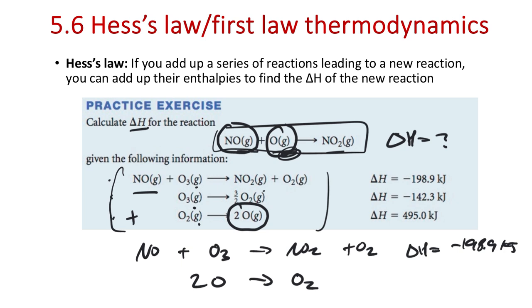But do you notice how there are too many O atoms? I only need one O atom. When I add these reactions up, I just want there to be one O atom, but there are 2. So what I need to do to this reaction here is change the coefficients. But let me deal with flipping the reaction first.